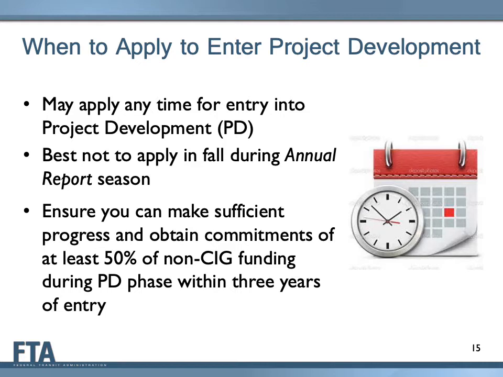When deciding the timing for seeking entry into project development, a project sponsor should consider its estimated time frame for performing planning and design work and obtaining funding commitments. Because of the desire by Congress and the industry to ensure the CIG process moves quickly, FTA requires project sponsors to demonstrate sufficient progress to remain in the CIG program. Thus, FTA requires that project sponsors obtain commitments of at least 50% of all non-CIG funds within 3 years of a small starts project's advancement into the project development phase, and continue to make sufficient progress on advancing the level of project design during that time.